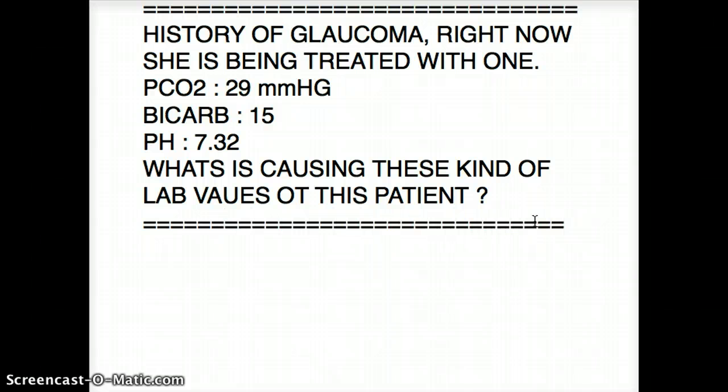All right, so have you come up with an answer? The answer is actually acetazolamide. Why is that? It's quite clear from the lab values that this person is having metabolic acidosis. Why do I say that? The reason is because carbon dioxide is low in the blood, pH is low, and bicarb is low. So this person is definitely having metabolic acidosis, compensated from the respiratory side, but not compensated from the values of bicarb.